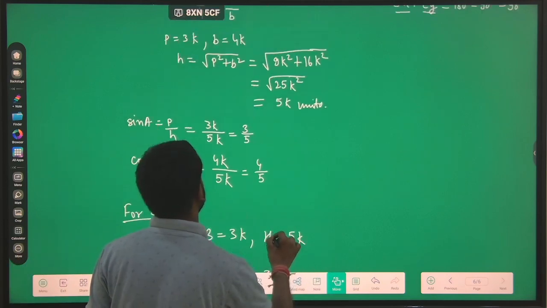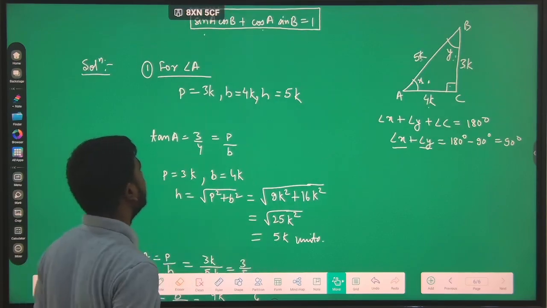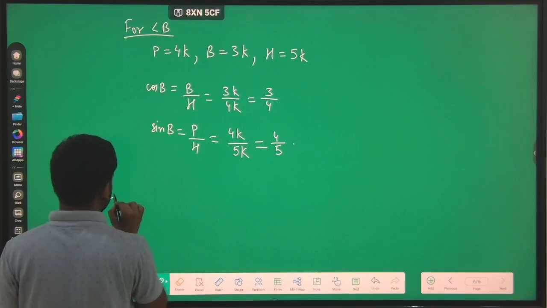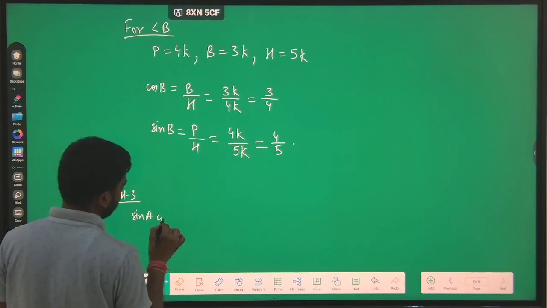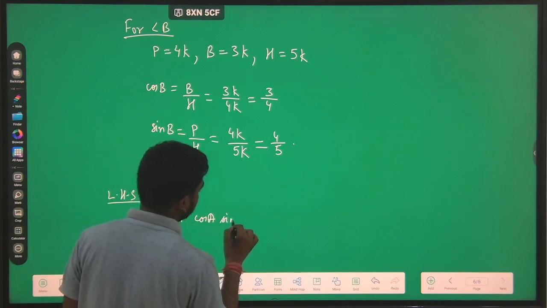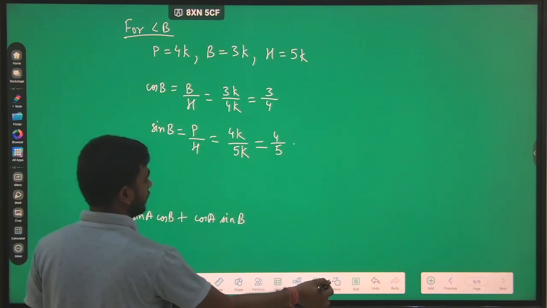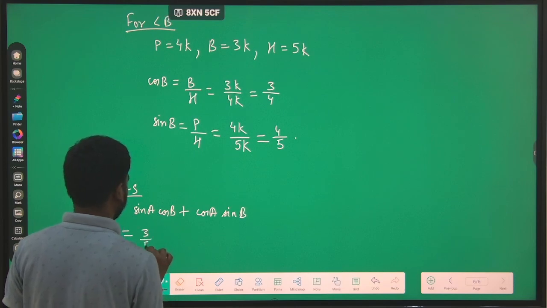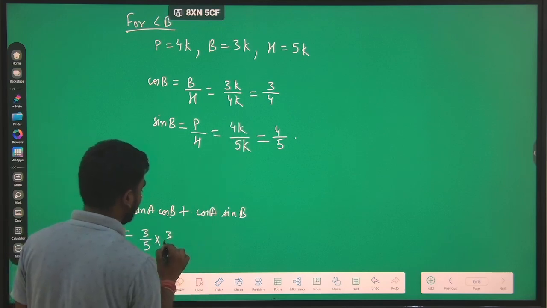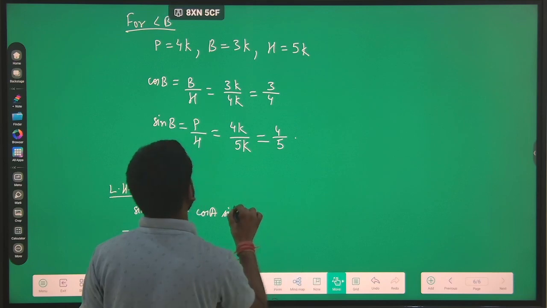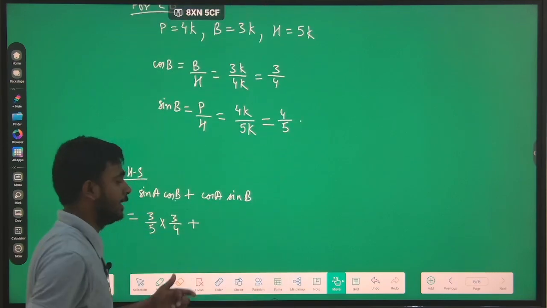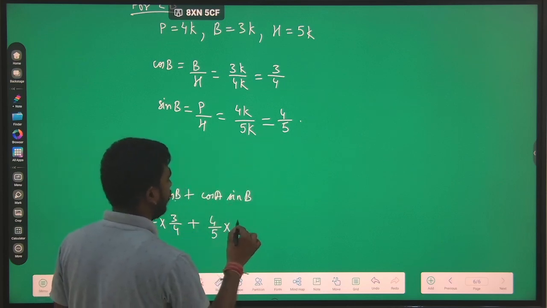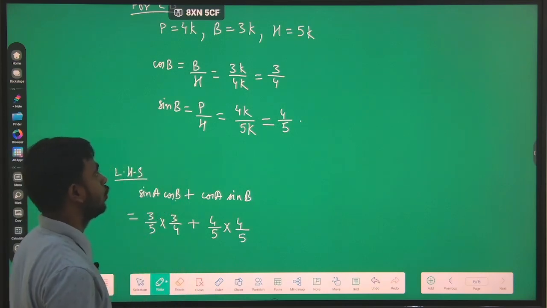What was our question? Our question was to find out the value of sin A cos B plus cos A sin B. So taking our LHS. Our LHS is what? sin A cos B plus cos A sin B. So the value of sin A is what? Here we have found the value of sin A as 3 by 5. So it is 3 by 5, multiplied with cos B. Cos B is 3 upon 5, plus, what is cos A? We have found the value of cos A, it is 4 upon 5, and the value of sine of angle B is also 4 upon 5.